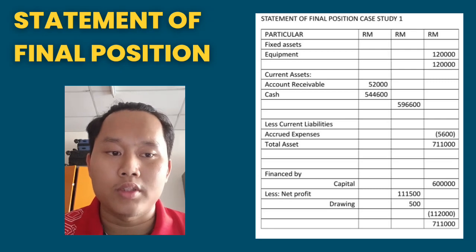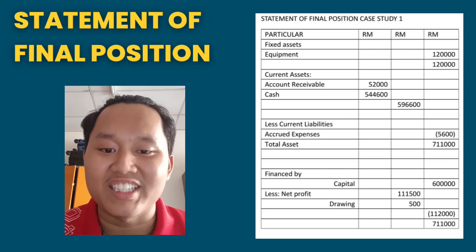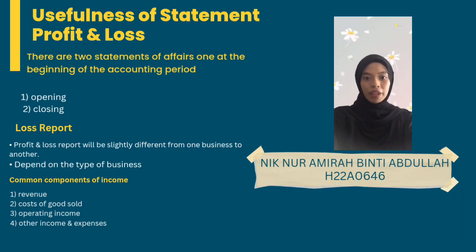Financed by capital 600,000 plus net profit 111,500, and the drawing is 500. The total of the net profit plus capital less drawing is 711,000. That's the same as the total asset. That's all. Thank you.